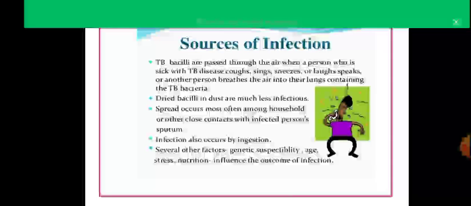Dried bacilli in dust are much less infectious. Transmission occurs most often among household or other close contacts of the infected person's sputum. Infection also occurs by ingestion of contaminated material. Several other factors, such as genetic susceptibility, age, stress, and nutrition, influence the outcome of the infection. So these are all the sources from which we can receive the infection.